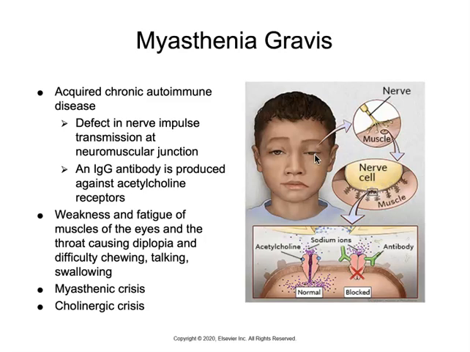Now, serious complications include myasthenic crisis, which is a life-threatening condition where our respiratory muscles are going to become weakened, and that requires immediate intervention before it develops into respiratory failure. Or there's the case of cholinergic crisis that can occur due to excessive acetylcholine, leading to muscle overstimulation.